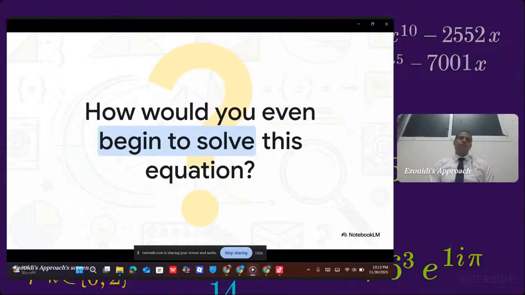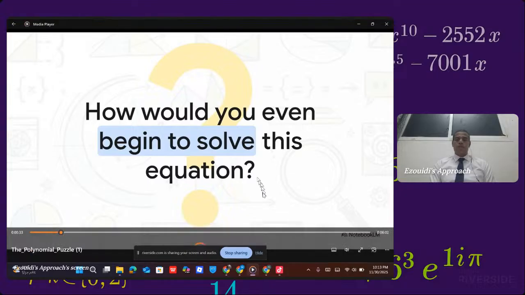Unbreakable code, right? Seven terms, crazy high powers. Where would you even begin? It seems impossible. But trust me, there's a secret simplicity hiding in there, and we're about to find it.